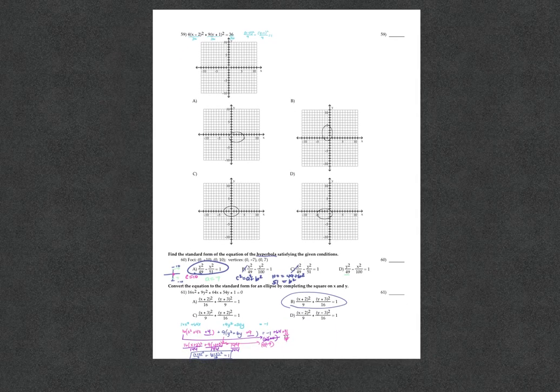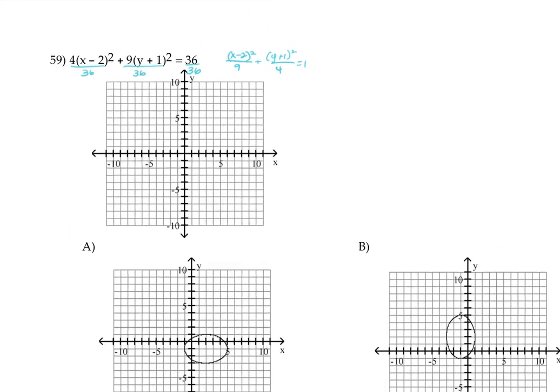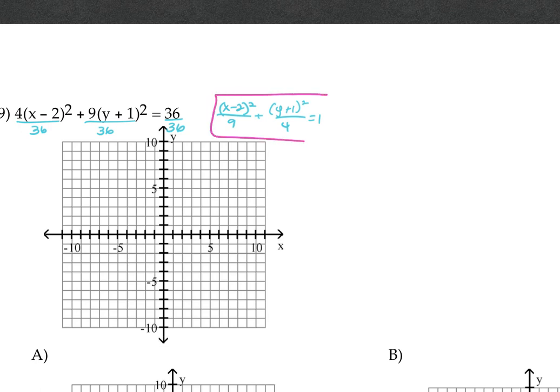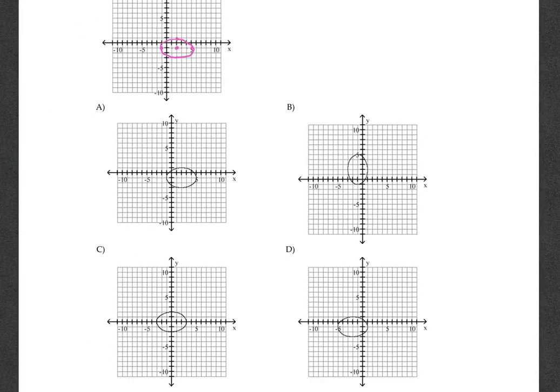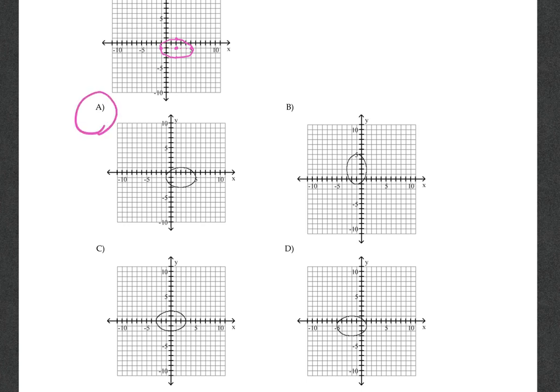We're gonna come back up and graph 59. So we got it to the point of this, which means my center is 2, negative 1. Because the larger number's under the x, this means it's horizontal. We're gonna go right and left the square root of 9, which is 3. So 1, 2, 3, 1, 2, 3. And the b squared is 4, so we're gonna go up and down 2. And there's your ellipse, which matches A.